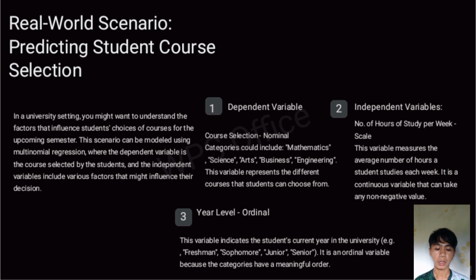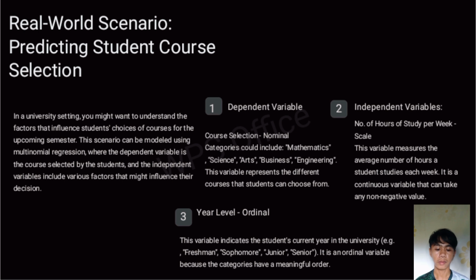Dependent variable: course selection, nominal. Categories could include mathematics, science, arts, business, and engineering. These categories represent the different courses that students can choose from.